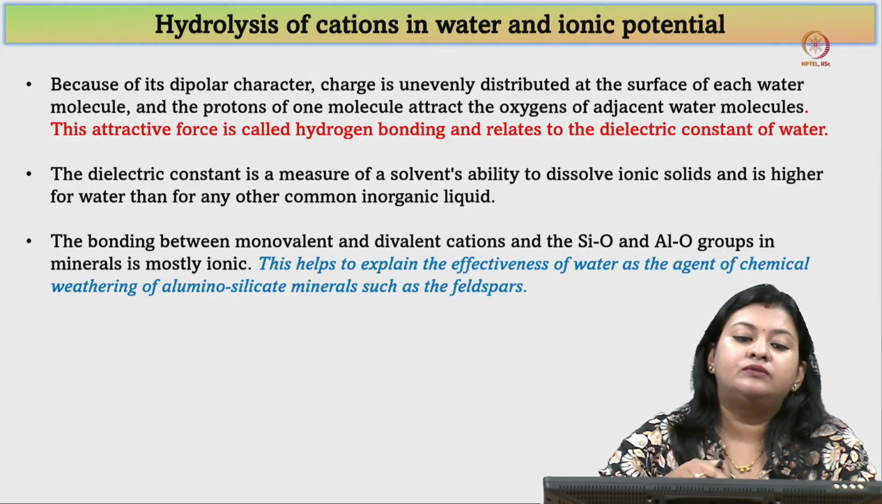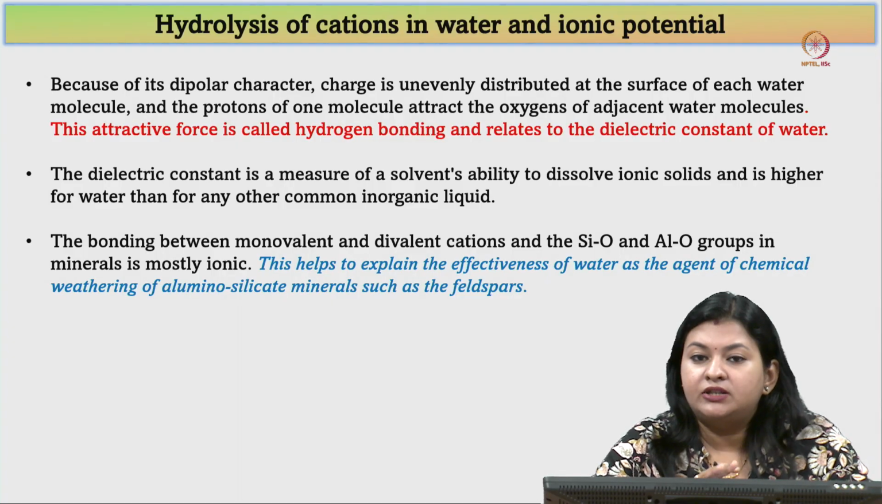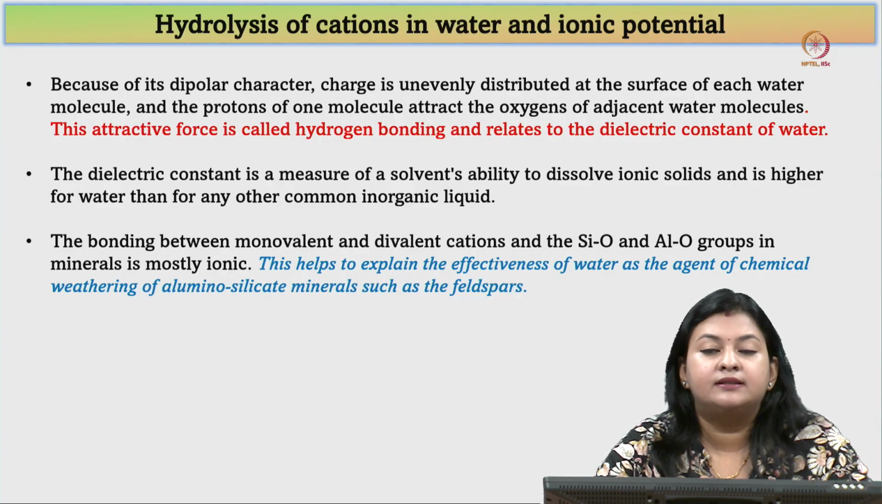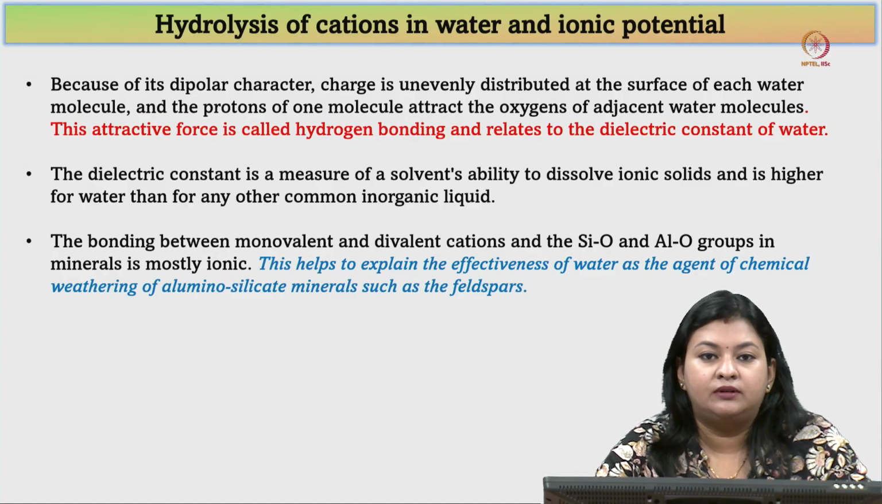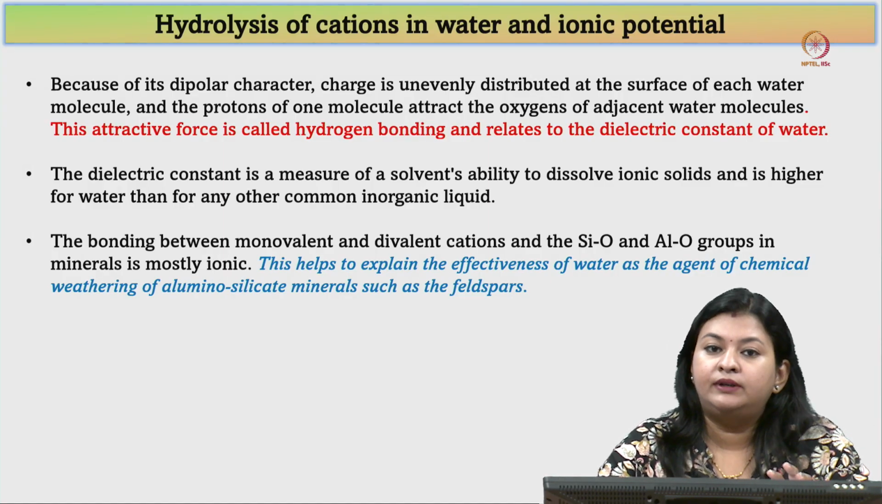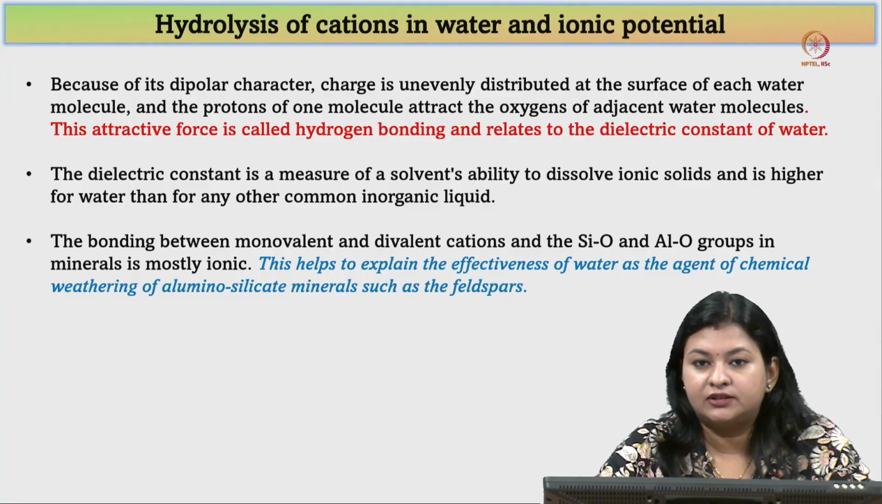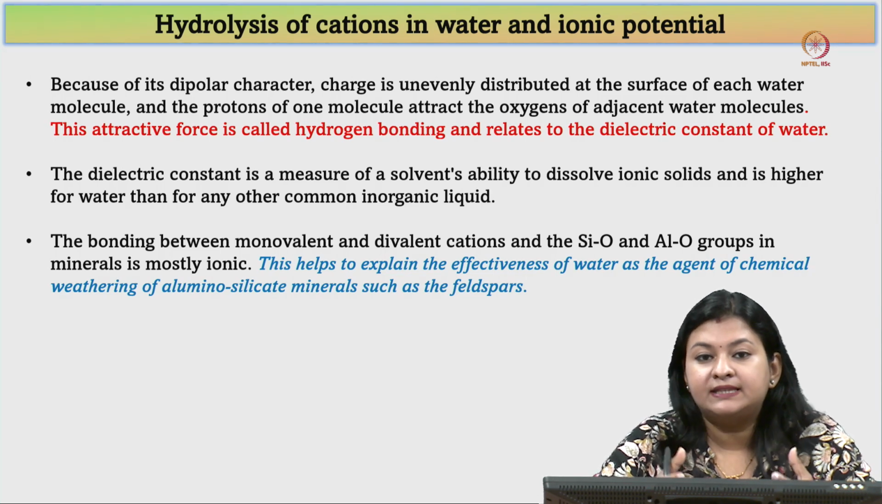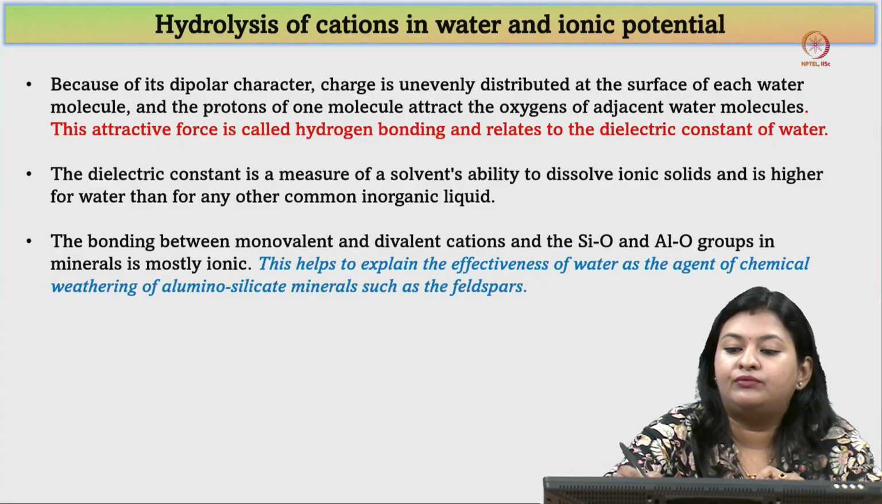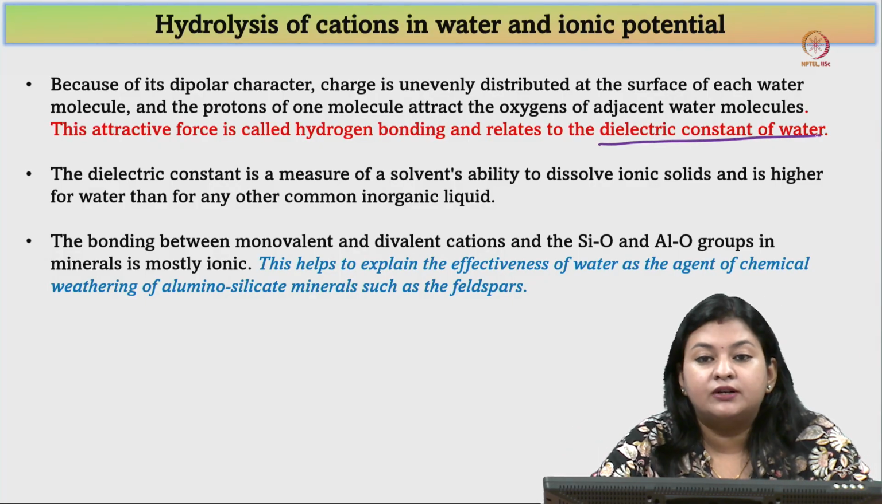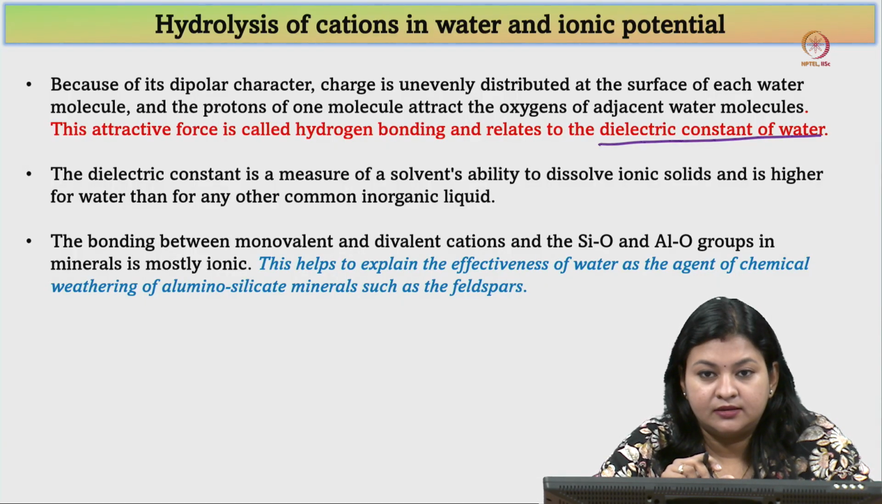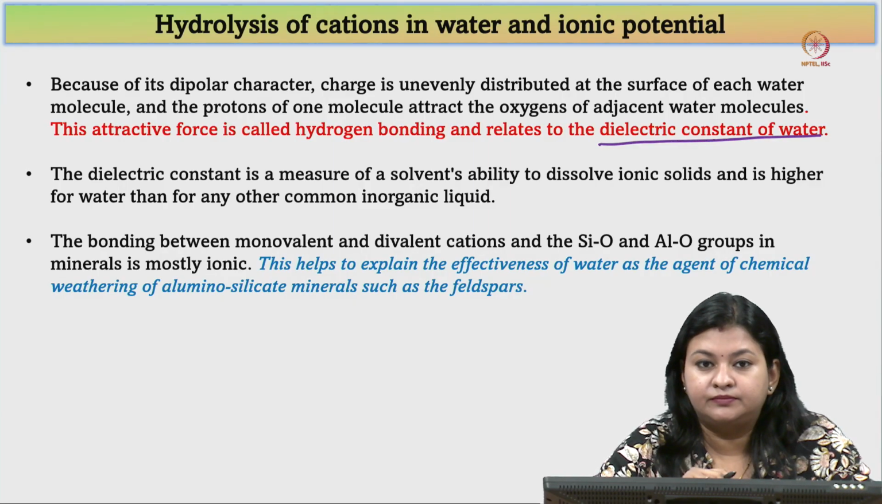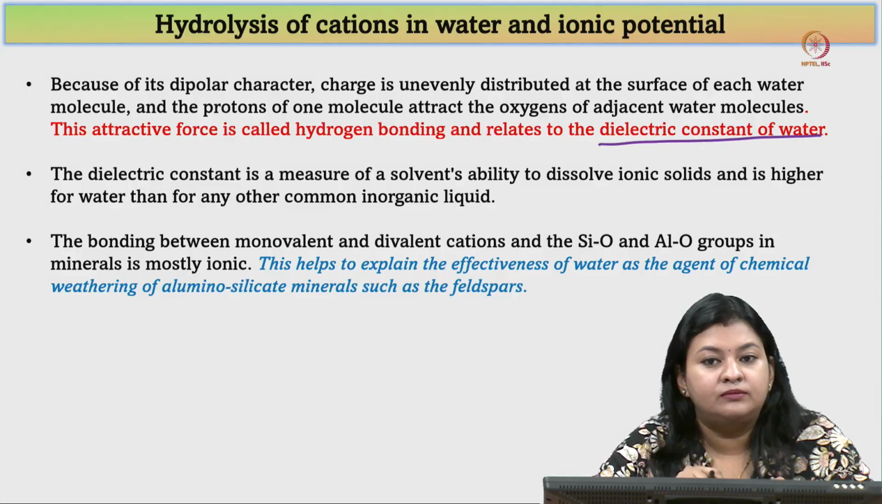Because of this dipolar character, charge is unevenly distributed at the surface of each water molecule, and the protons of one molecule will attract the oxygen of the adjacent water molecule. This attractive force, which is called weak hydrogen bonding, controls the dielectric constant of water. What does it control? It controls this property called the dielectric constant value for water. What is a dielectric constant value?